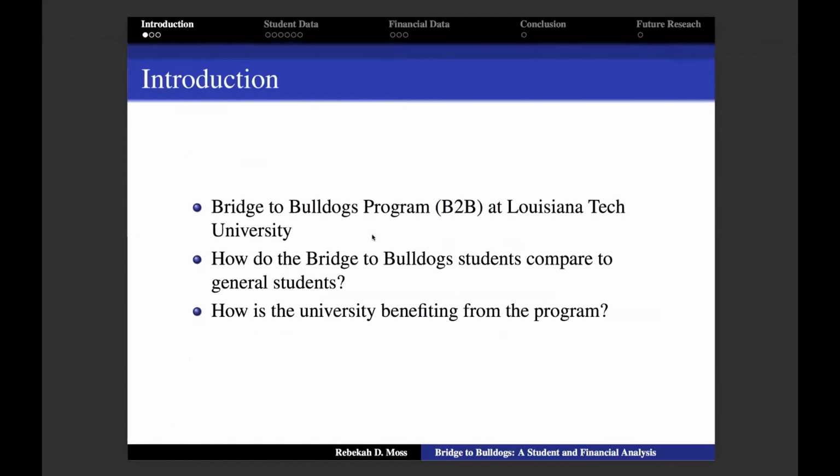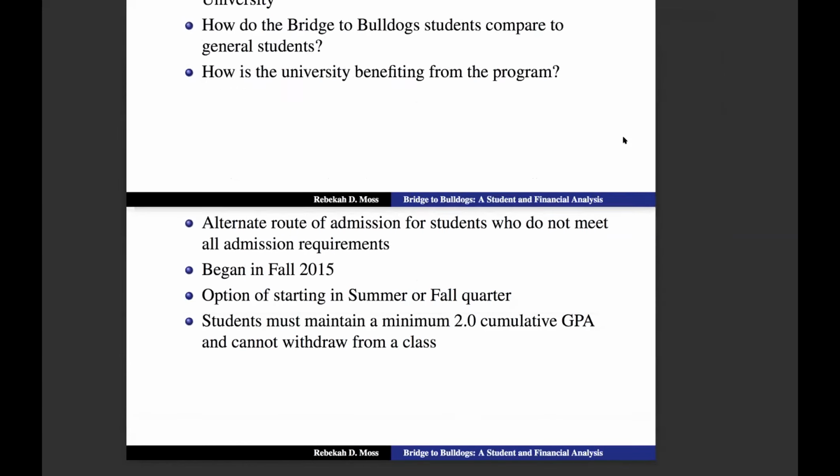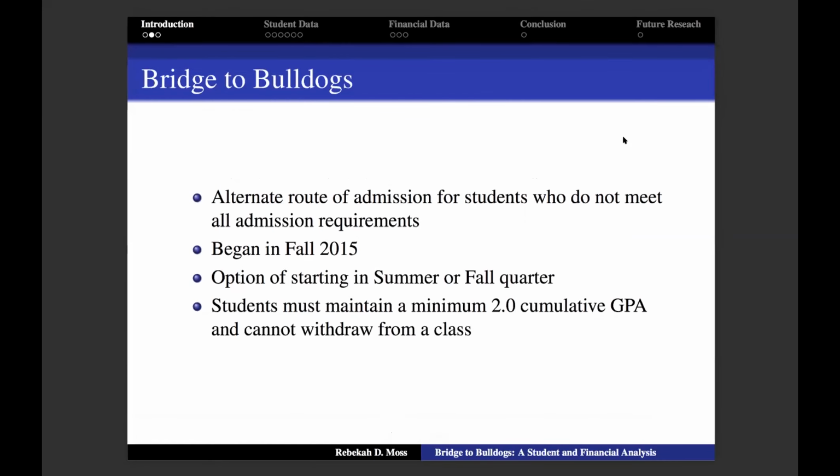So my project was on the Bridge to Bulldogs program at Louisiana Tech University. The questions I looked to answer were, how did the Bridge students compare to general students? And also, how is the university benefiting financially from the program? Bridge to Bulldogs is an alternate route of admissions for students who do not meet all of Louisiana Tech's admission requirements. The program initially began in the fall of 2015, and it's a two-quarter program where you take classes in summer and fall, or fall and winter as a Bridge student.